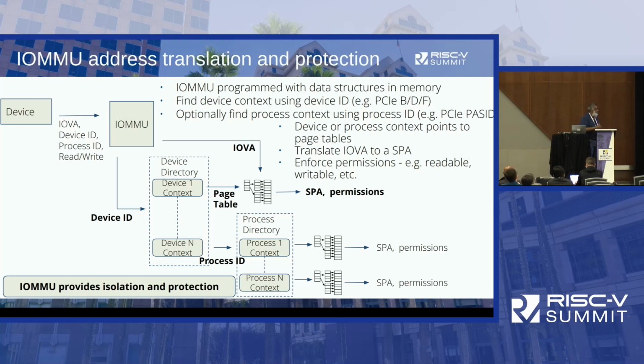Now there is an additional level of indirection wherein there might be multiple process contexts that are active in the device. So using the process ID, you need to obtain the process context, which usually is provided through a data structure like a process directory. Your device context provides you a process directory pointer, and the process ID indexes into that process directory to find the page table to do the address translation. Once you have this system in place, the IOMMU can provide you the address translation functions. It can do the permission checks and solve some of the problems that we talked about in the previous slides.